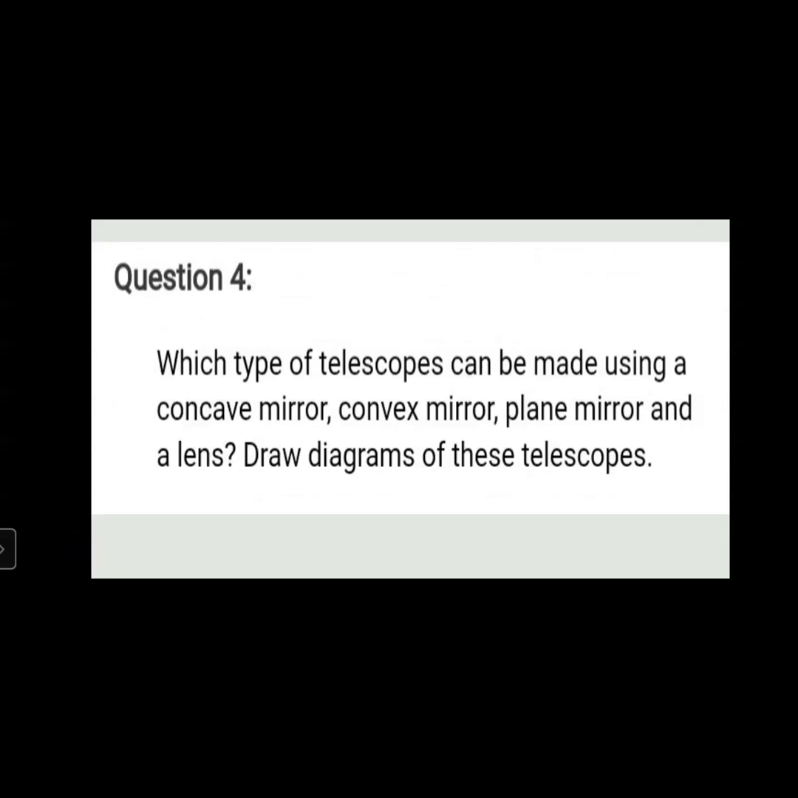Then the next is question number 4. Which type of telescopes can be made using a concave mirror, convex mirror, plane mirror, and a lens? Draw diagrams of these telescopes. Right? So now this is a big question. You have to show the construction of both a Newtonian telescope and a Cassegrain telescope. So it can be asked for 5 marks.